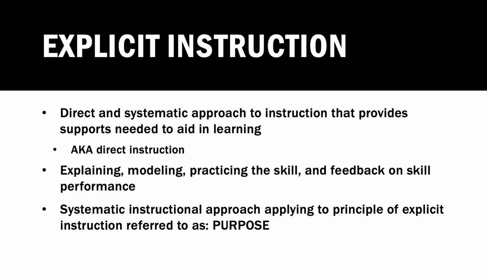The next area is explicit instruction. So explicit instruction is essentially a synonym for direct instruction. So it refers to this broad set of educational programs incorporating elements of systematic and explicit instruction. So it provides supports needed to aid our learning. This explains the skill, models the skill, practices the skill, and gives feedback on the skill performance. So those are all the different things that explicit instruction has to do.